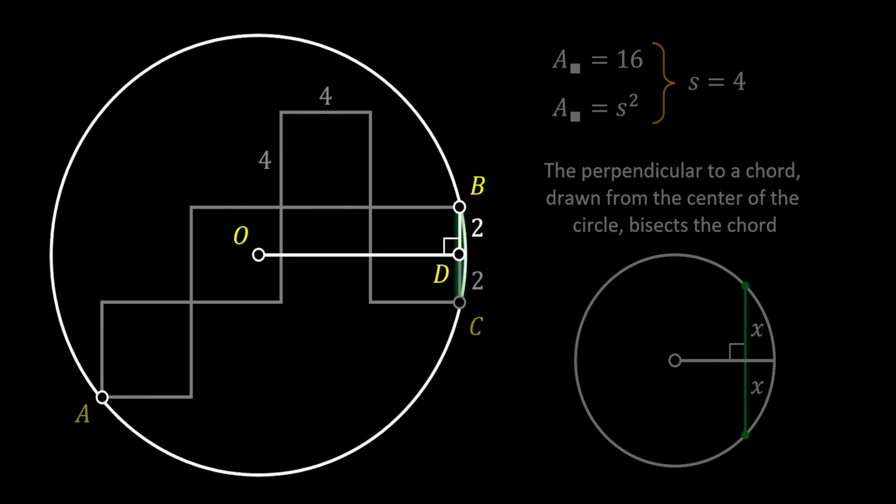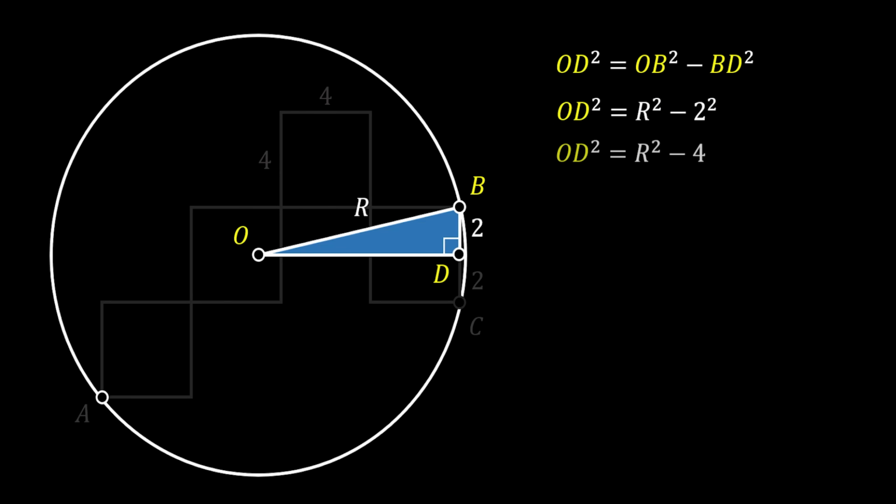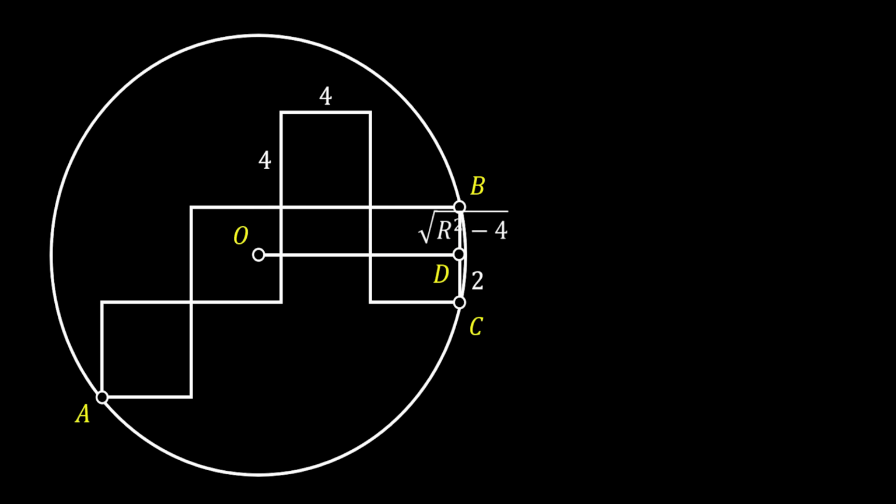Alright, so now I'm just going to pull the radius of a circle from point O to point B, and I will label this radius as R. Next, you can notice this really nice right triangle ODB. So we can use the Pythagorean theorem. We can say that the leg OD squared is equal to the hypotenuse OB squared minus the leg BD squared. And we're going to substitute our values, work through this, and get that OD is equal to square root of R squared minus 4.